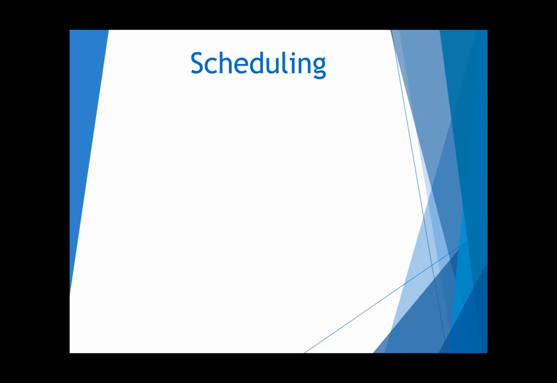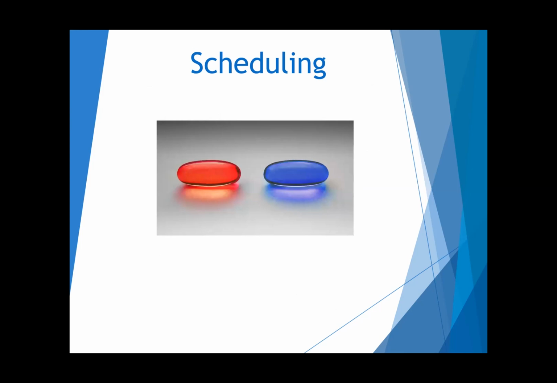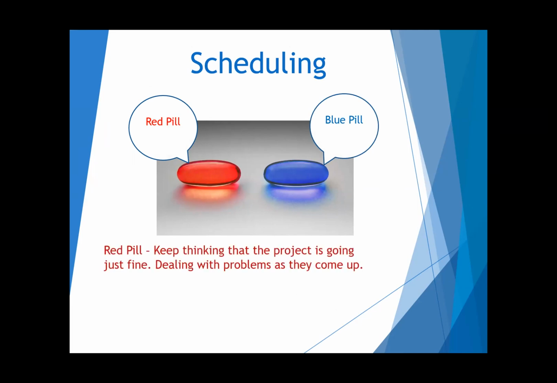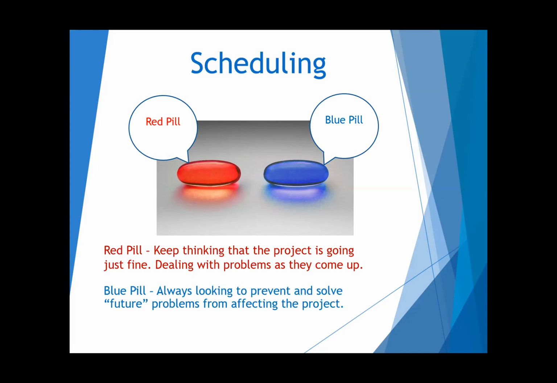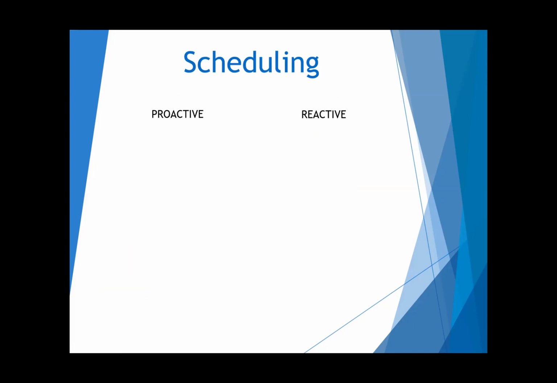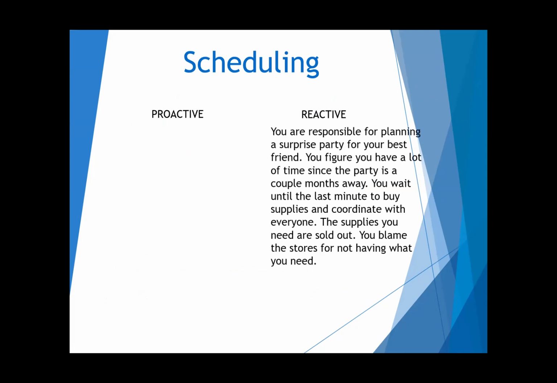So, scheduling. Scheduling is a mindset. There are two types: you have a red pill and a blue pill. The red pill is on the left, and the blue pill is on the right. Red pill people keep thinking that the project is going just fine, dealing with problems as they come up, tackling them day to day. But the blue pill is always looking ahead to prevent and solve future problems from affecting the project.